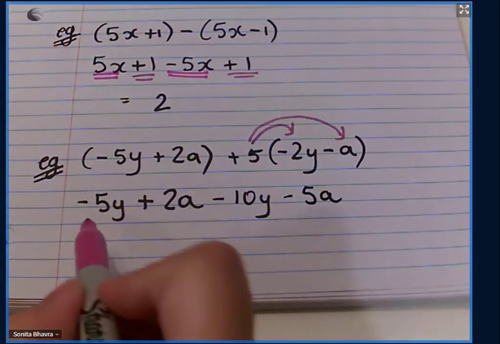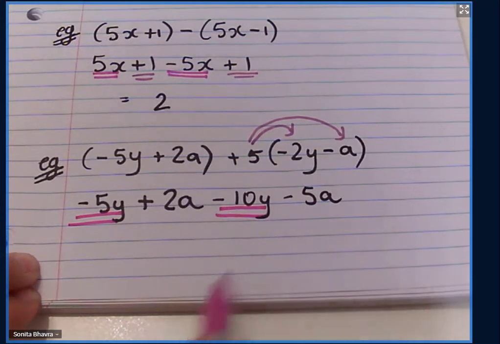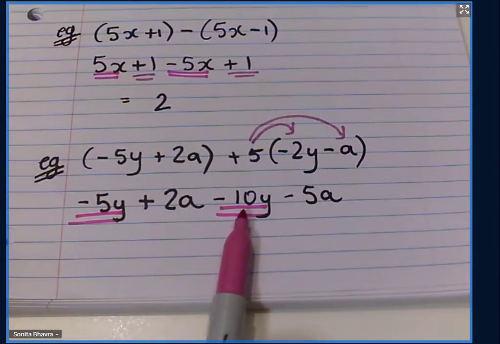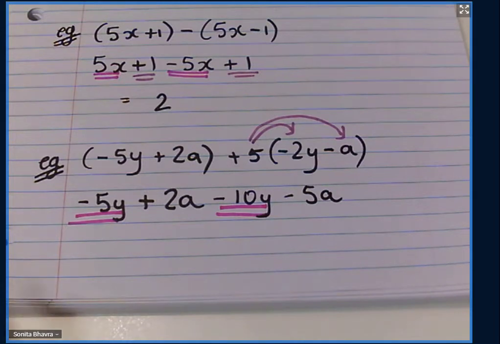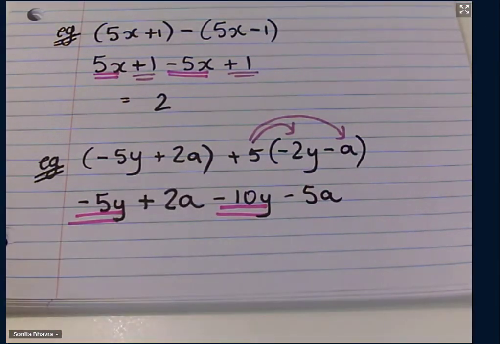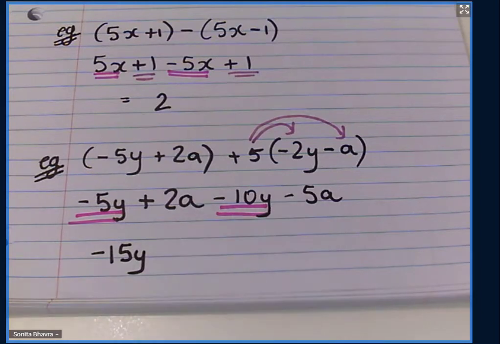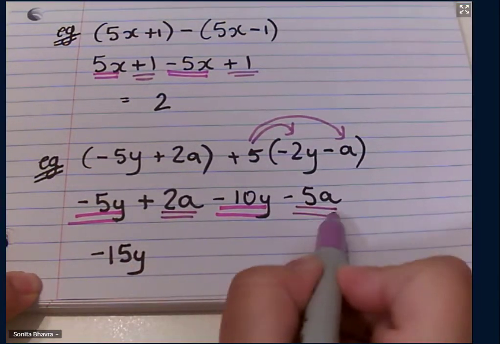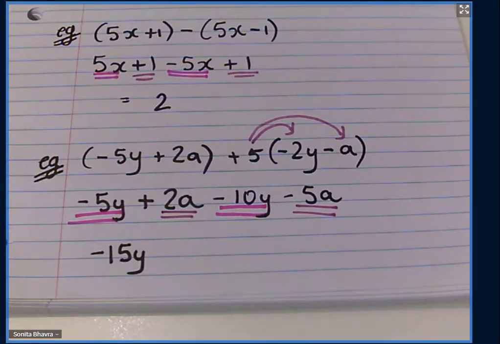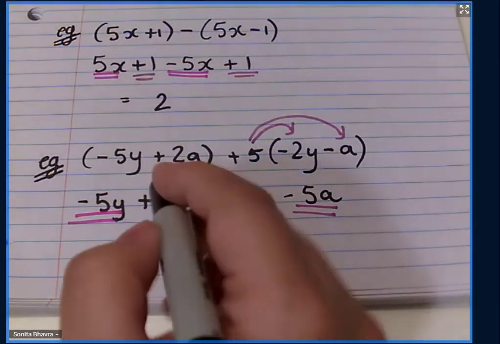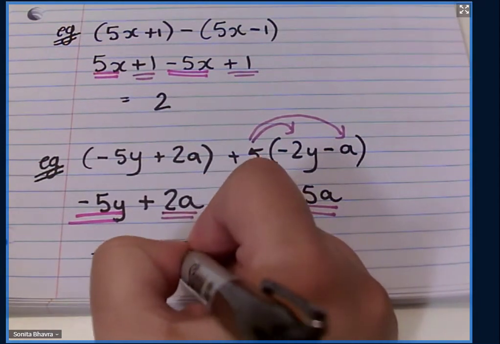So we have negative 5y and minus 10y. All right, make sure you're doing the integers correctly here. Use a calculator to check, just so you don't make any mistakes with integers. So it's negative 5 minus 10, and that will give me negative 15y. Next, we have the 2a minus 5a. All right, so 2 minus 5, and that gives me negative 3. Okay, so negative 15y, and then minus 3a.